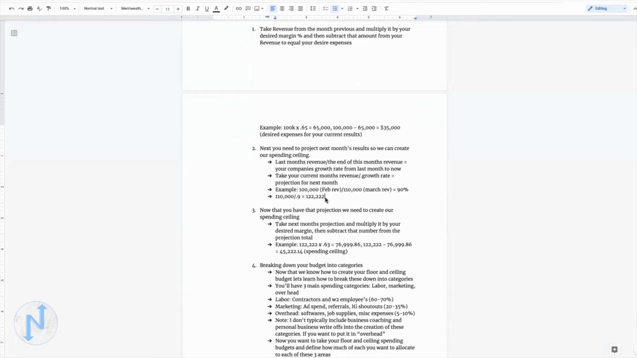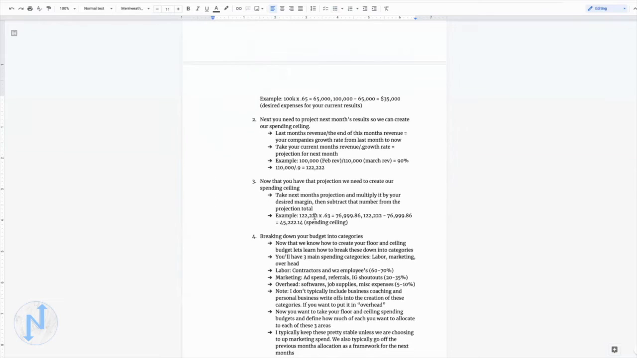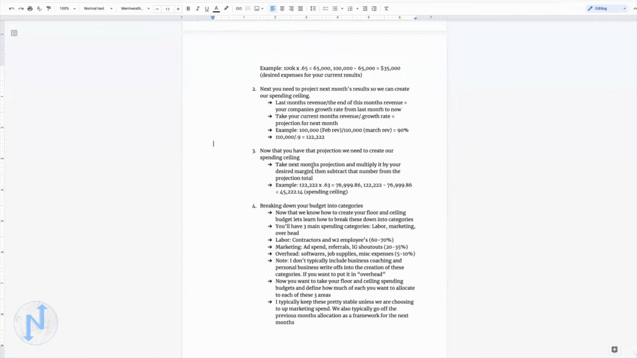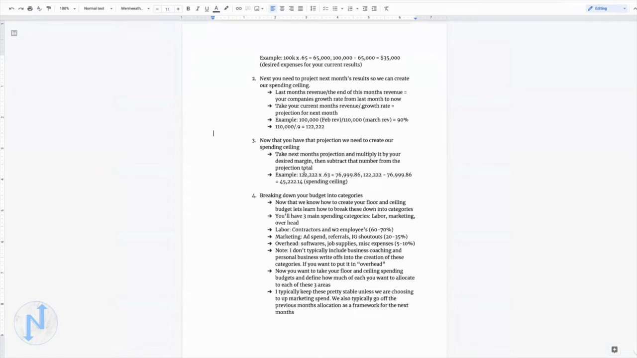Okay. Now that you have that number, we can create our spending ceiling. So what we're going to do is take next month's projection and multiply it by your desired margin. Then you're going to subtract that number from the projection total. Example, projection for next month, 122,000. Let's say our desired margin is 63%. So multiply it by 0.63. That gets you 76,000 and some change. And then you're going to take your desired revenue, subtract it from this number here, and that will give you 45,000, and that is your spending ceiling.